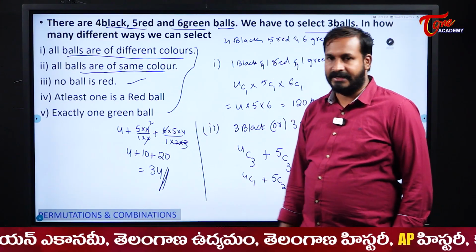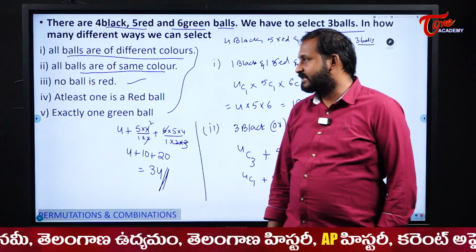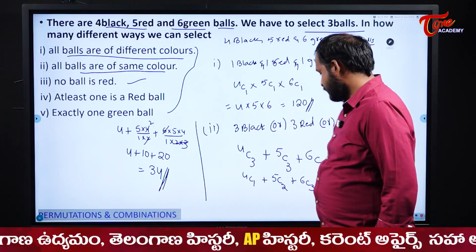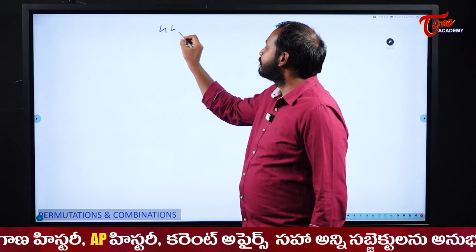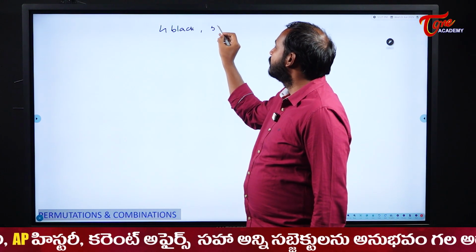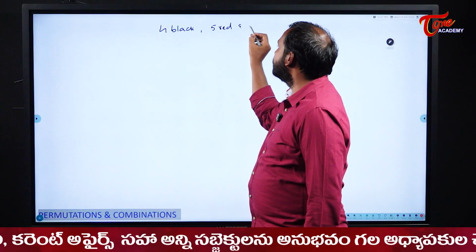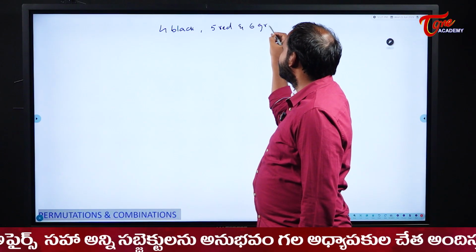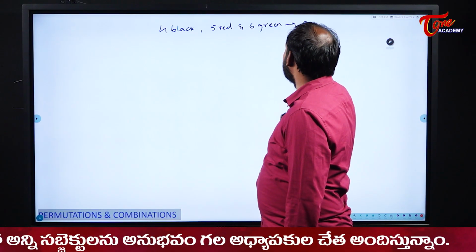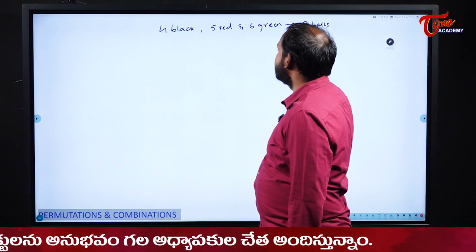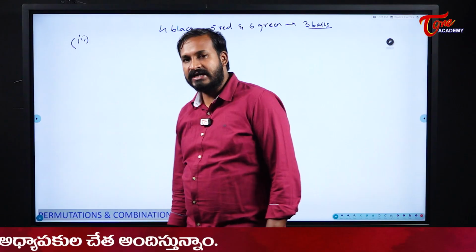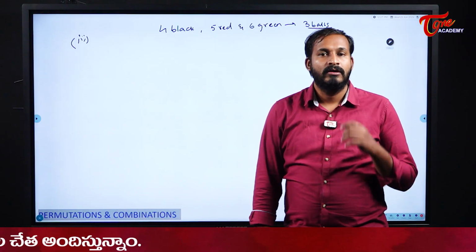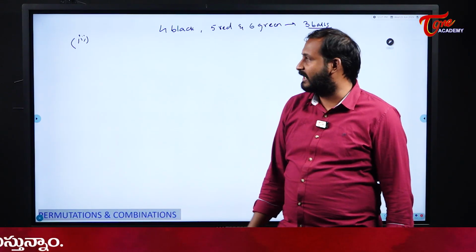No ball is red. See here, students, available for me are 4 black, 5 red and 6 green. From them I need to choose 3 balls. And the third condition they have given for us is, no ball is red in color.